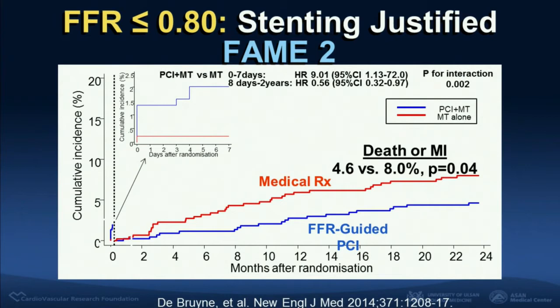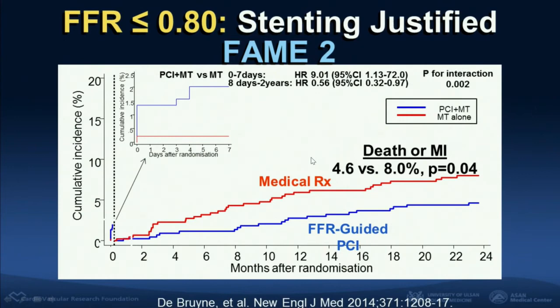They randomized two strategies, medication and FFR-guided PCI, in patients with stable angina with coronary stenosis of FFR less than 0.80, with up to 2 year follow-up. Initially, PCI showed a higher risk due to periprocedural myocardial infarction, but after 1 week, FFR-guided PCI significantly reduced the risk of death or myocardial infarction. The P-value is significant. So based on the FAME-2 trial, FFR less than 0.80, stenting justified.